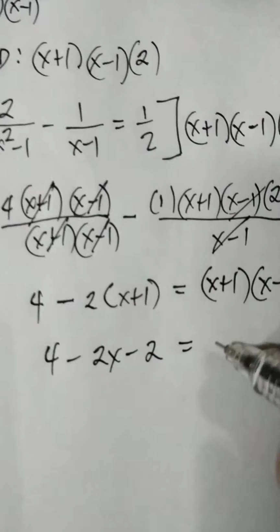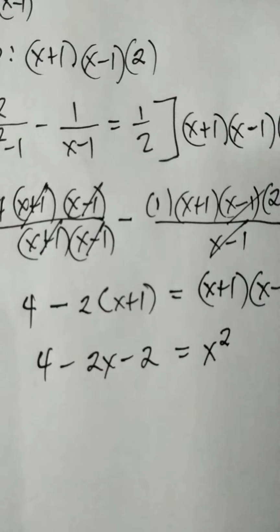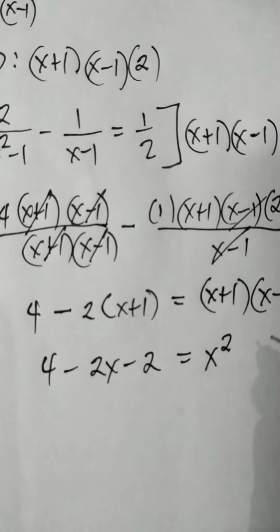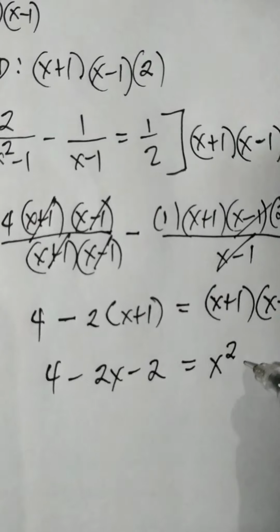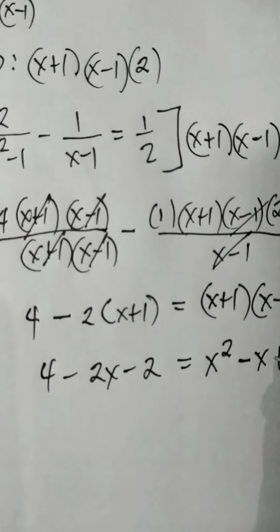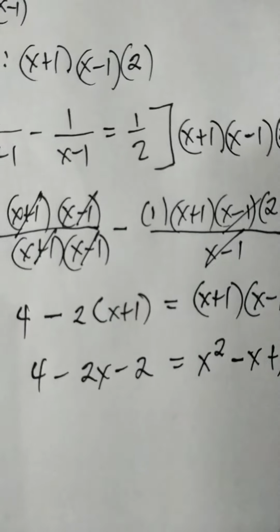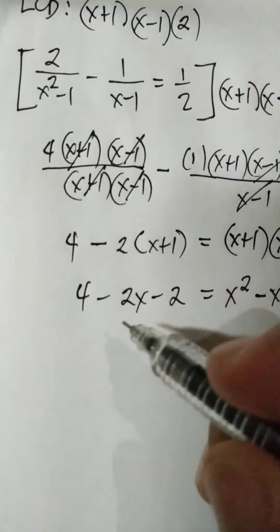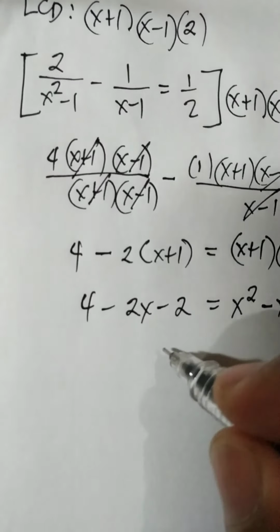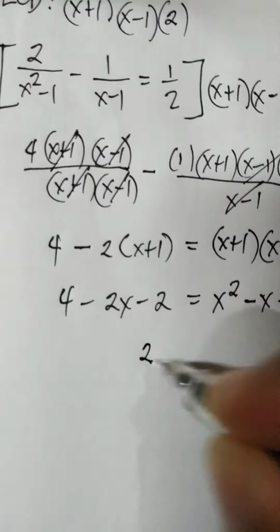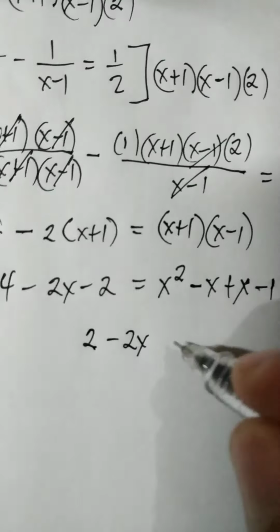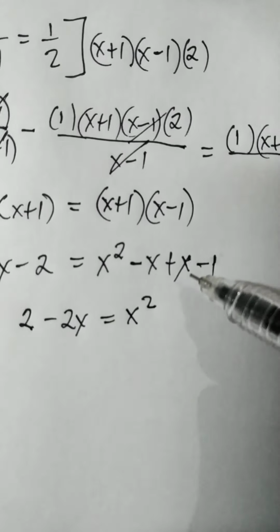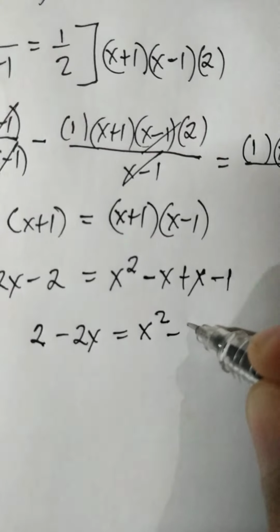That is equal to x squared. Multiply this. Then minus x plus x, minus 1. So, what remains now will be 4 minus 2. So, that is 2 minus 2x. That is equal to x squared. So, negative x plus x, 0. So, that is minus 1.